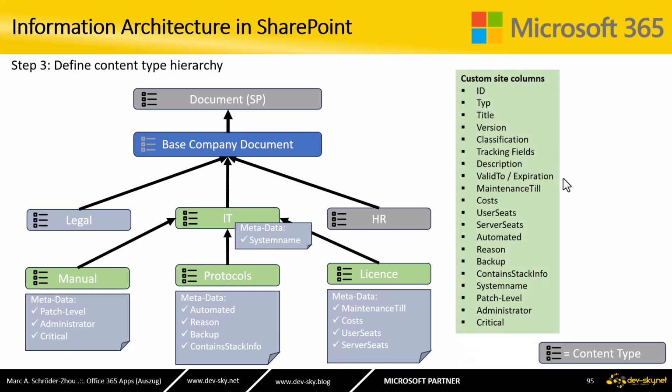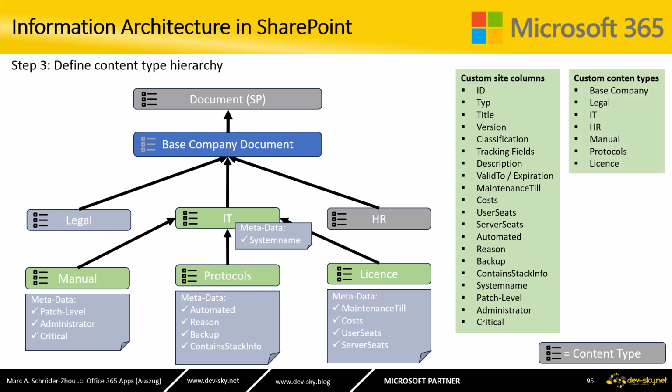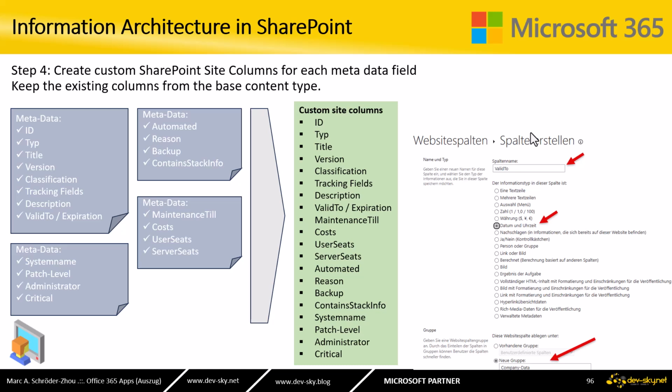Now it is possible to extract all necessary site columns and content types. I recommend to make a list of all needed columns and content types. You see the summary here for the site columns and here the summary for the content types. To transfer the defined content type structure to SharePoint, at first the site columns must be created. For this task, summarize all needed site columns and go to the content type hub.